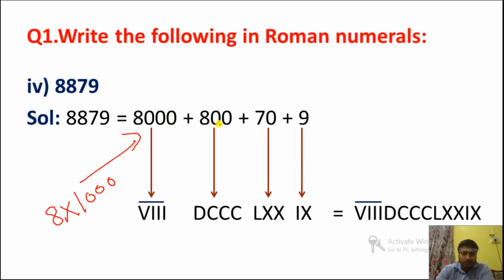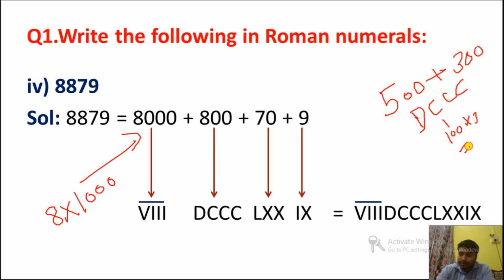Understood? Now come to this 800. How will we write 800? 500 plus 300. First you expand 800 like this, then we have a separate symbol for 500. Now how will we write 300? We have a separate symbol for 100, C, and if we write C 3 times, the value of C is 100 and it is repeating 3 times, so we get 300.